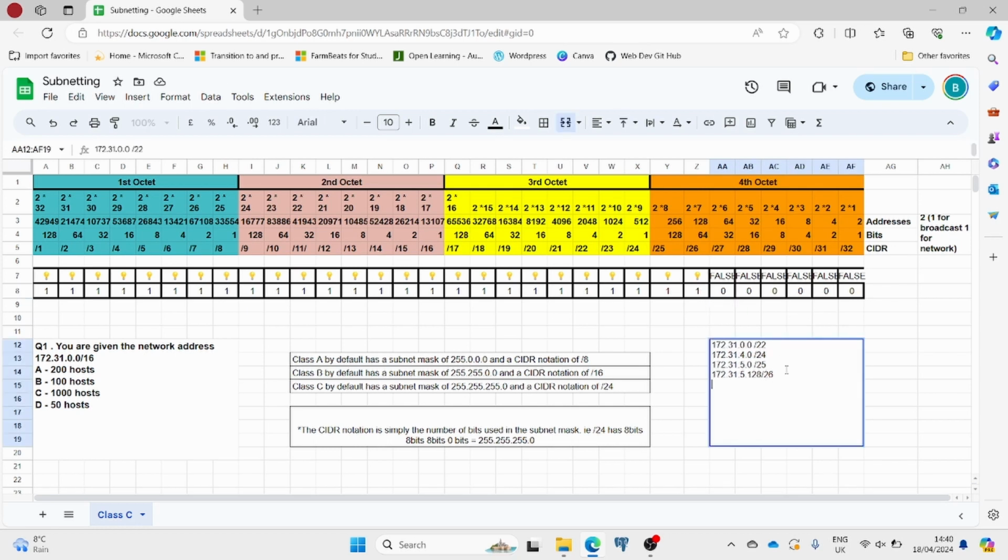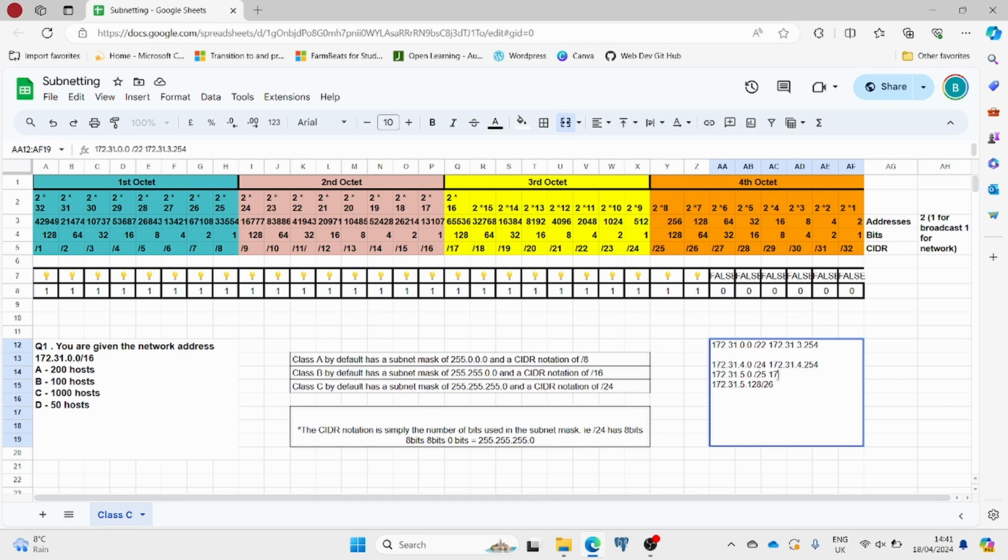So that is all our network addresses. If you wanted to fill in the range of them, this one here would go to 172.31.3.254. The broadcast address would be 255. This one here would be really easy, so that'd be 172.31.4.254 as the usable one, so the broadcast address would be 255.